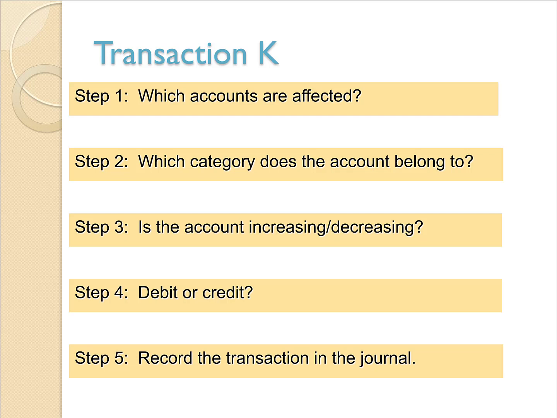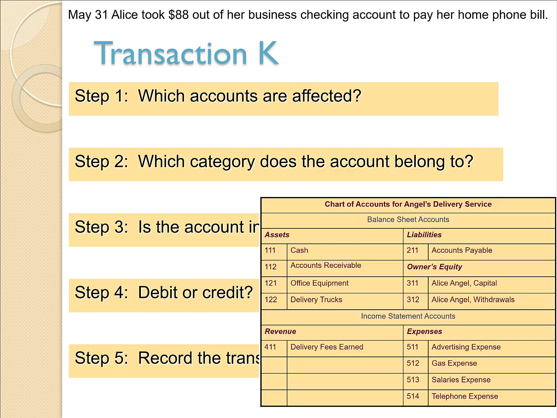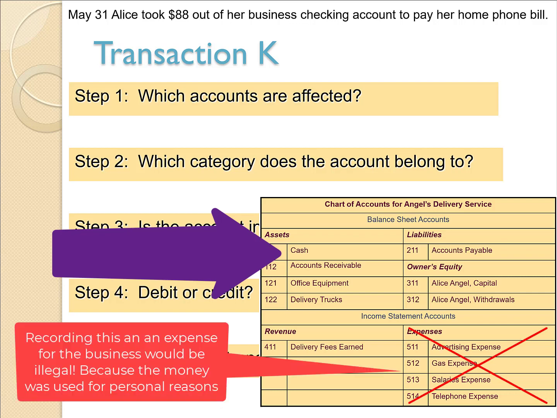Finally, our last transaction, transaction K. On May 31st, the end of the month, Alice, the owner, took $88 out of her business checking account to pay her home phone bill. So, looking at the chart of accounts, which two accounts are affected? Well, cash is going down, and what's the other account? Is this a business expense? No, it cannot be a business expense because she's using the business money to pay her home phone bill.